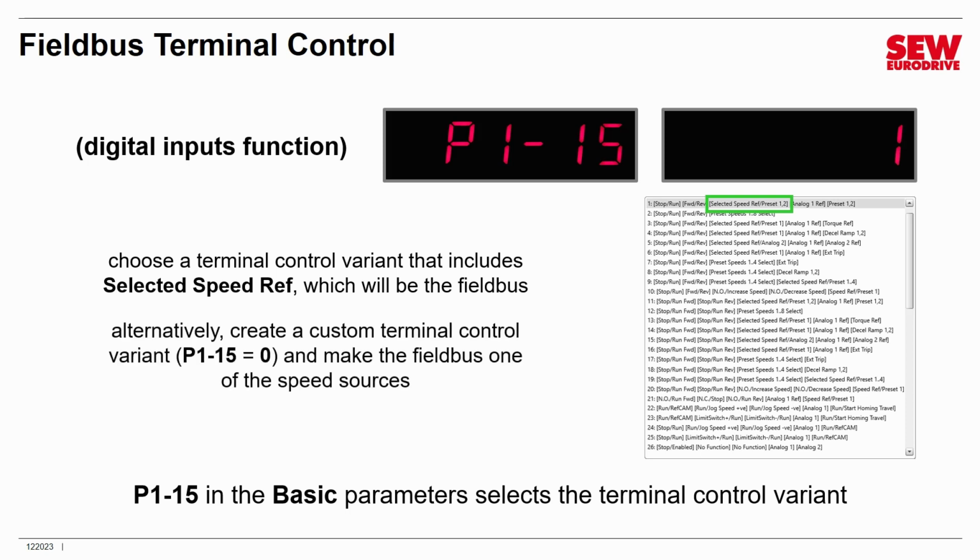And of course, remember, there's always the option of creating a custom terminal control variant. You set parameter 1-15 to 0 and make the Fieldbus one of the speed sources. You set this up, of course, in parameter group 9, and you already know how to do that. So just be aware of this. Remember, you do have terminal control kind of working in the background, and never forget that digital input 1 is the enable signal in most of these variants, and that still has to be enabled for the Fieldbus to be able to take control.